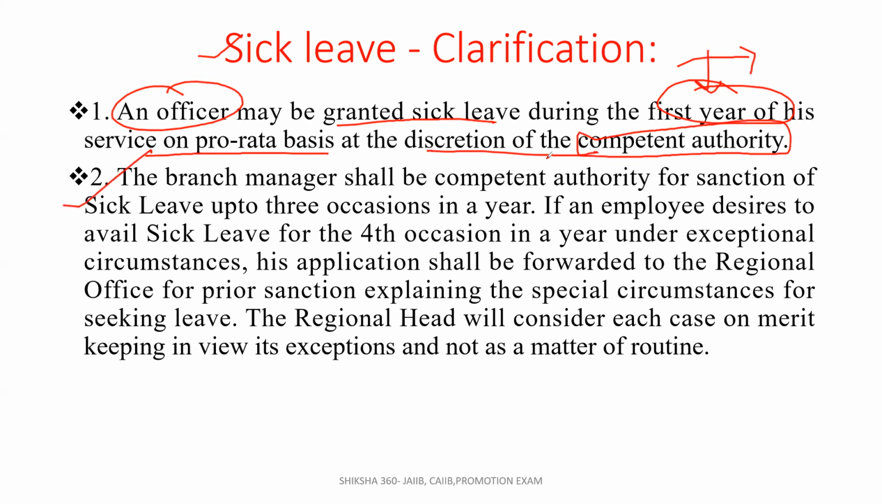The branch manager shall be the competent authority for the sanction of sick leave up to 3 occasions in a year. Clear? If the employee desires to avail sick leave for the 4th occasion in a year under exceptional circumstances, then his application shall be forwarded to the regional office for prior sanction, explaining the special circumstances for which the person is getting the sick leave.